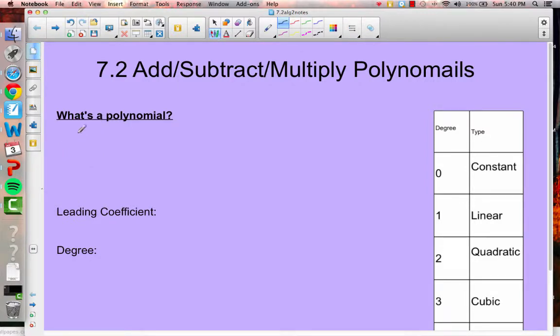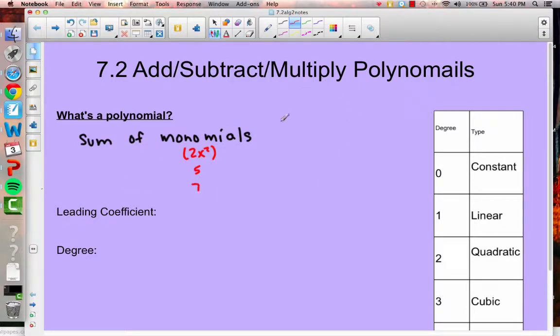Basically, a polynomial is a monomial or a sum of monomials. Okay, so a sum of monomials. Well, you may not know what a monomial is. So a monomial is just something simple like x or 5x squared, something that's one term. So for example, 2x squared, okay? Or maybe 5 is a monomial, or 7.